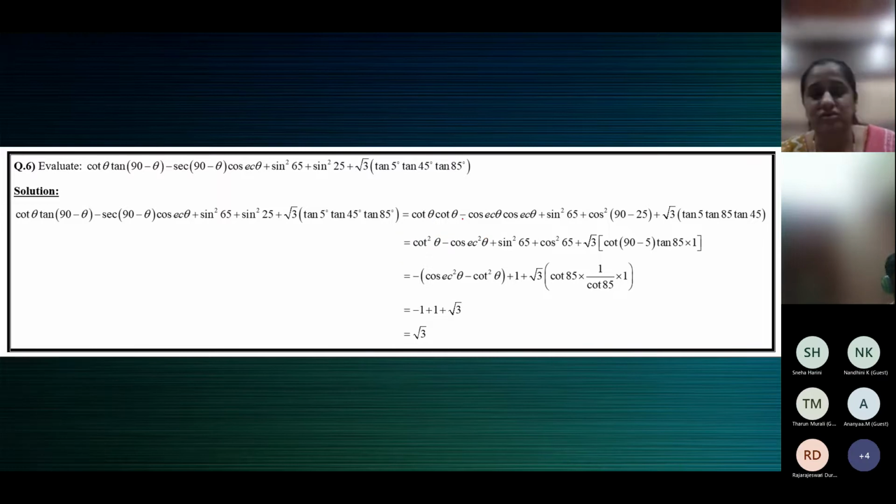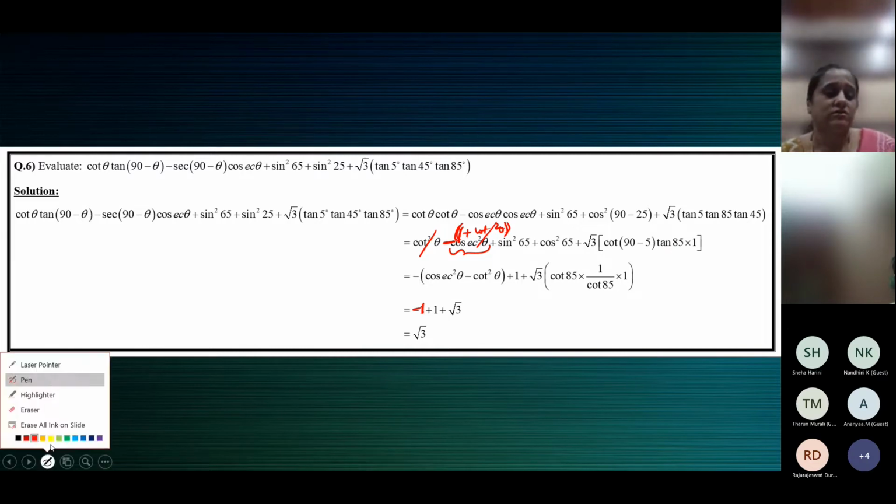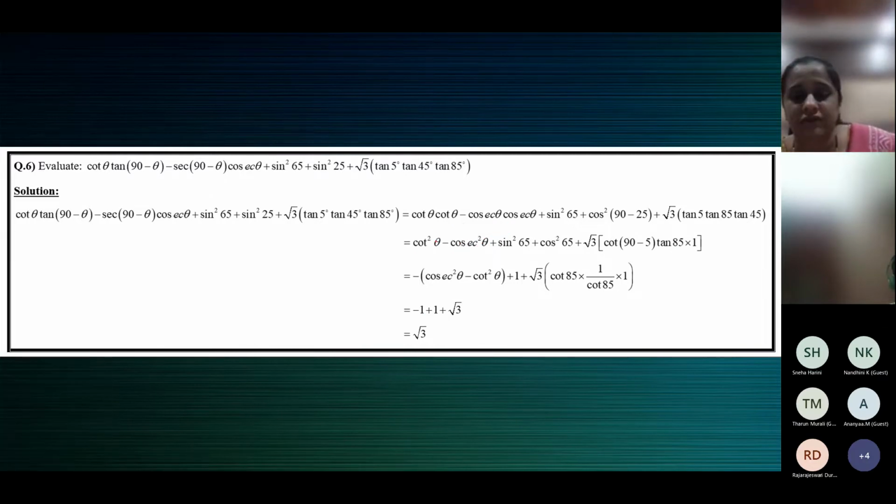You can also write cosecant square theta as 1 plus cot square theta. Then you can write this one as 1 plus cot square theta in a bracket, because there's a minus here. So you should put it in a bracket. If you can visualize it, you will get minus cot square theta when you multiply the minus sign. So plus cot square theta minus cot square theta will get cancelled, and then this minus 1. Like that, we evaluate this one.